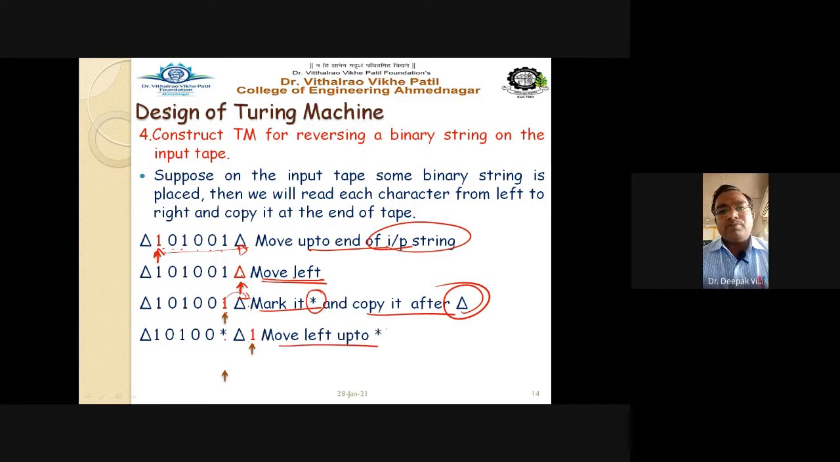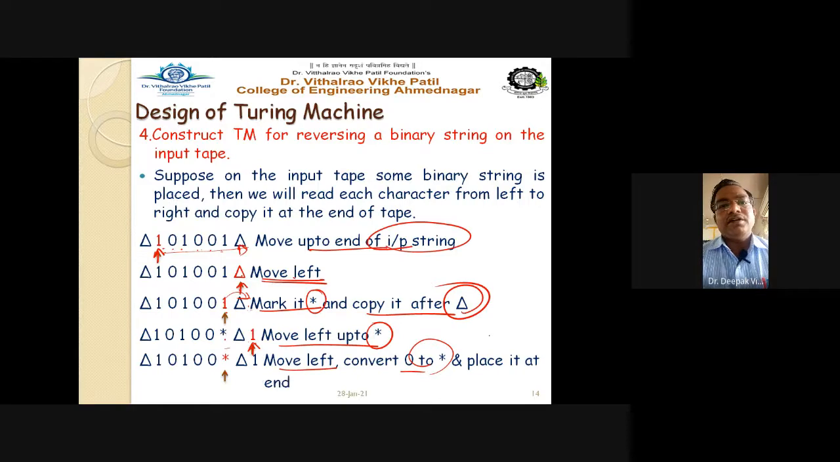So move left up to star. Now the head is here, it is pointing to 1. We have to move the head to the star mark here. So now the head is pointing to the star. Now move left, convert 0 to star and place it at the end. So now the next character is definitely the 0. This is to be converted into star, and this 0 we have to transfer to this particular location, right?